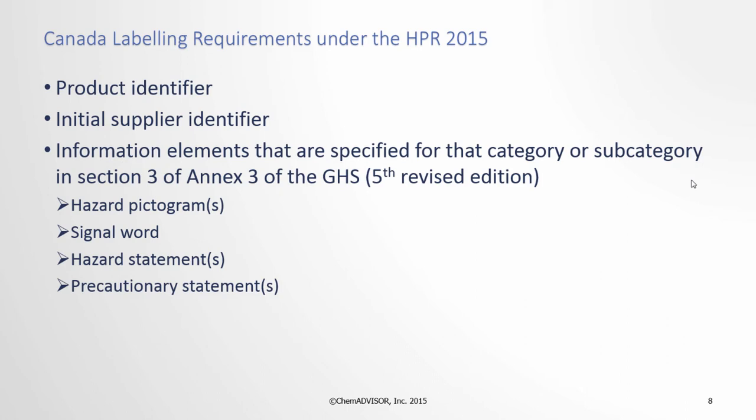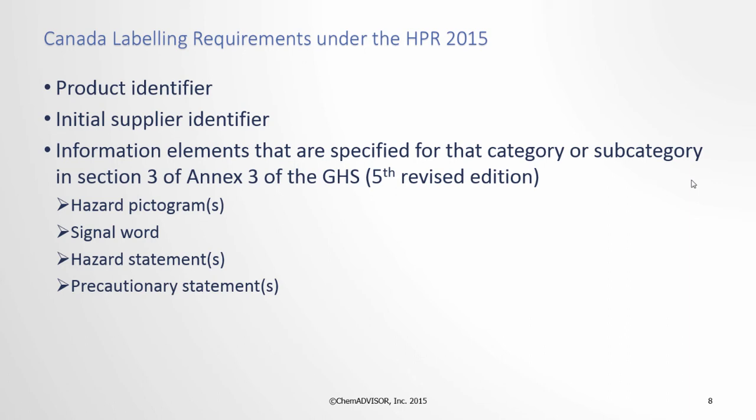As far as the labeling requirements under HPR 2015, you do need to include on the label the name of the product, the initial supplier identifier, and for the most part that needs to be a Canadian point of contact. And the way this is worded in HPR is information elements that are specified for that category or subcategory in Section 3 of Annex 3 of the GHS. And if you look in the definitions section, GHS is defined as the 5th revised edition.